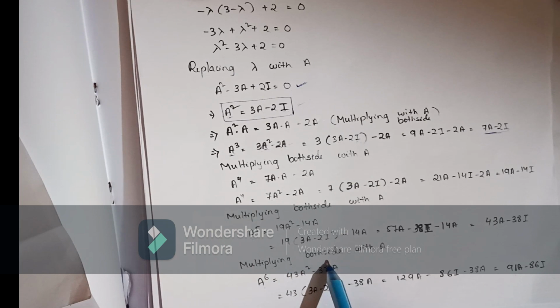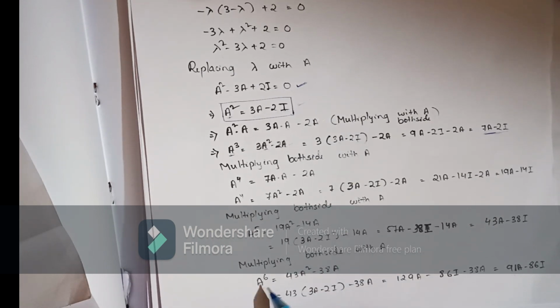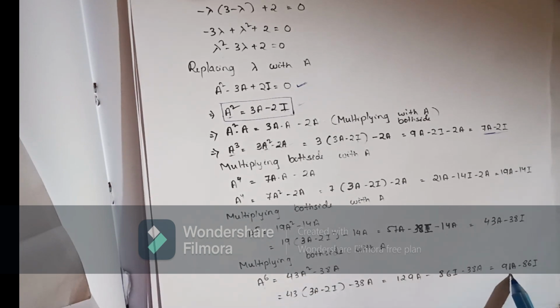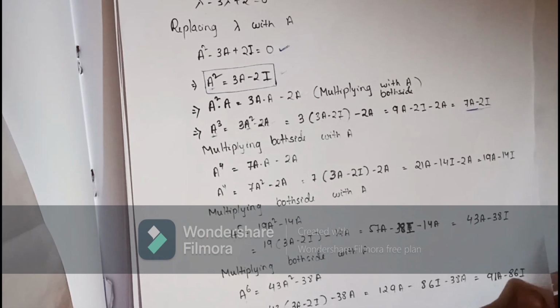Next, I have to again multiply by A because I need to find A to the power 7. So this is A to the power 6 and this much. Again I simplify this and I got the value of A to the power 6 in the form of 91A minus 86I. Look how much I am multiplying. Also I don't need to find any power of A. Every time I can convert this into the simplest form of a single matrix. That's why this is the method we can use to find the power of a matrix.